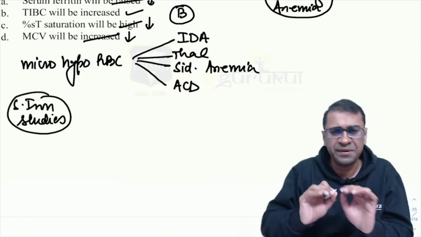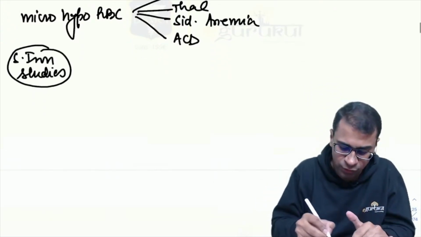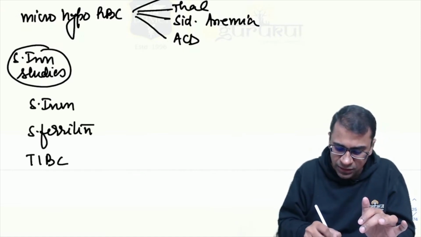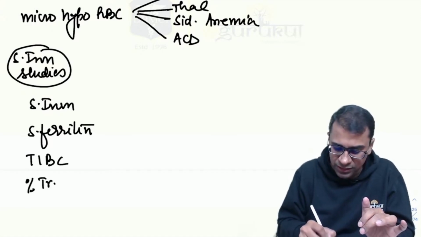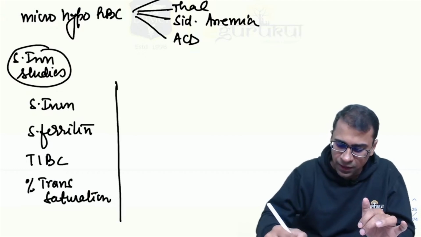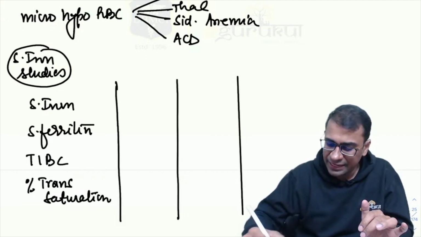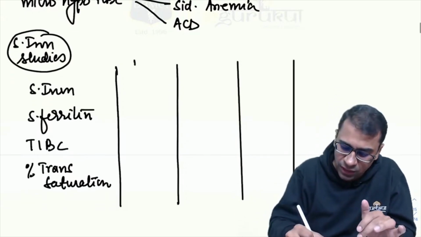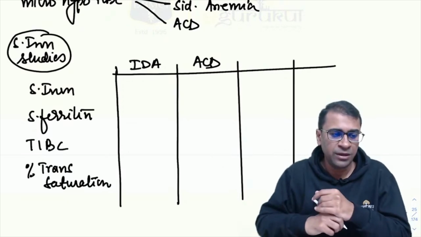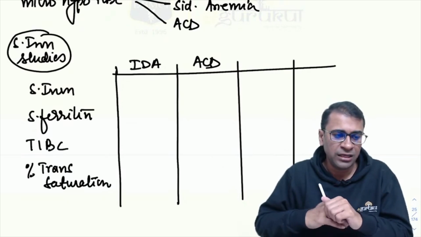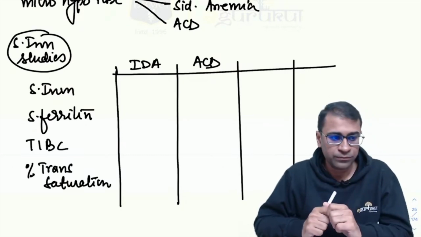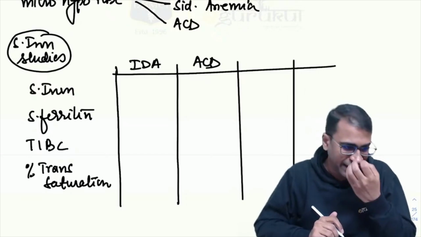Now, I want you all to make it very simple for yourself, and not make things tougher for us. Look: serum iron, serum ferritin, TIBC, and percentage transferrin saturation. Now we'll discuss what happens in different cases. At least we should know two of them, which are IDA and ACD. You know what ACD is? Anemia of chronic disease.